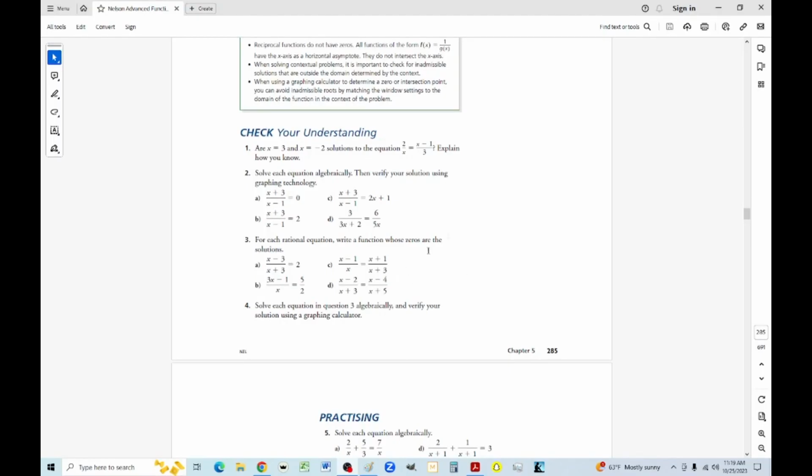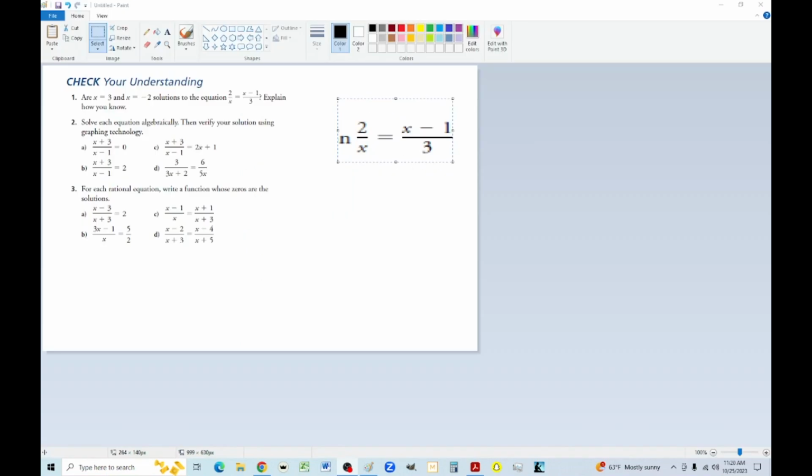Okay, my 5.4 accidentally got deleted, and these are just solving for x in rational equations. Now, there's two ways to prove that x is equal to 3 and x is equal to minus 2 is a solution to this: you can just sub them in. But the problem with just subbing in is, yes, you've proven that those two solutions are the answer, but maybe there's other solutions as well.